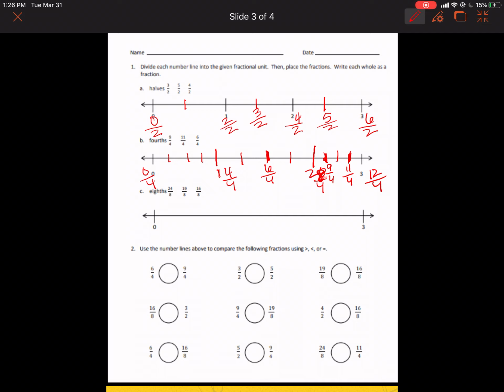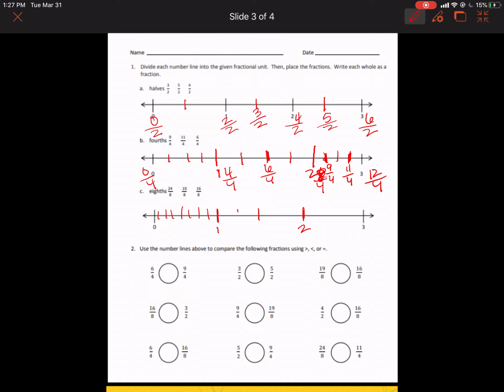Okay, so again, we have 0 to 3. That means we should have 3 wholes on this number line. So that's the first thing I'm going to do. Just 1 whole. 2 wholes, so that's 1, 2, 3. All right, and we're splitting this into eighths. So I've got to kind of draw my lines really small here. Each whole is going to be in 8 pieces. 1, 2, 3, 4, 5, 6, 7, 8.